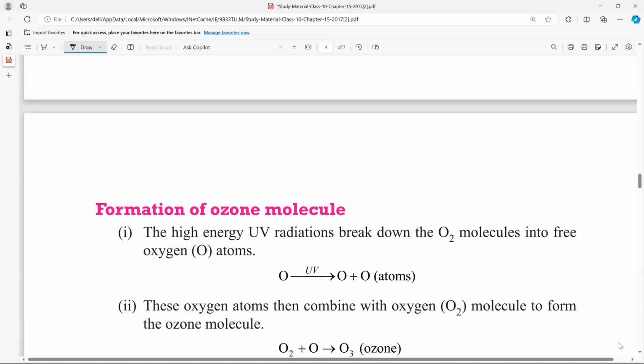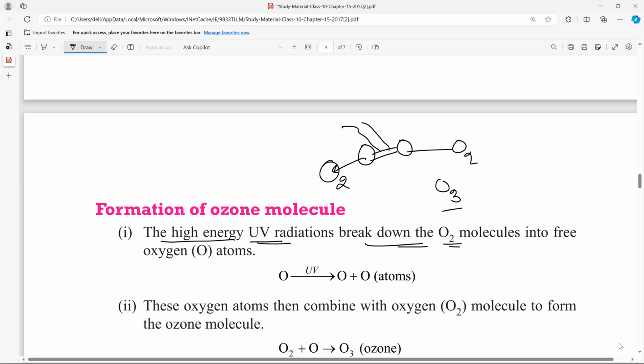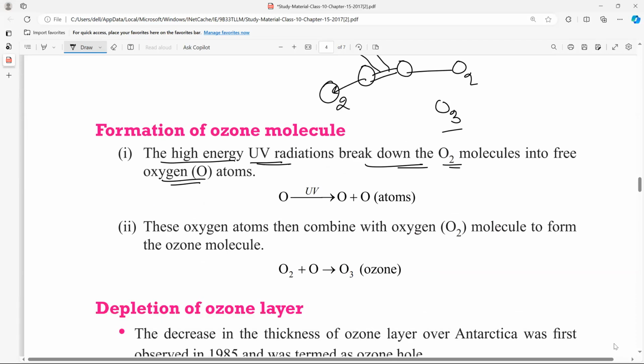Actually, oxygen molecules are present in the stratosphere, and UV rays break these oxygen molecules into oxygen atoms. These atoms combine with other oxygen molecules, resulting in the formation of O3 molecules. So for the formation of the ozone layer, high-energy UV radiation breaks down O2 molecules into oxygen atoms, and each oxygen atom combines with another oxygen molecule, O2, to form ozone. Got it?